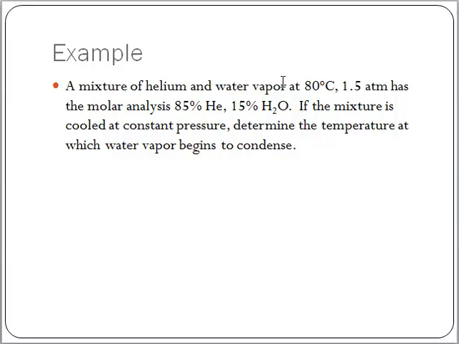So I've got water vapor and helium in this condition here, where the water possibly is going to be a liquid, possibly is going to be a vapor, depending on exactly what the state is. Now in this particular case, it's all a gas, and it's 85% helium, 15% water at 80 degrees C and 1.5 atmospheres. Now I want to take this and cool it at constant pressure and figure out what the temperature is where the water vapor is going to begin condensing.